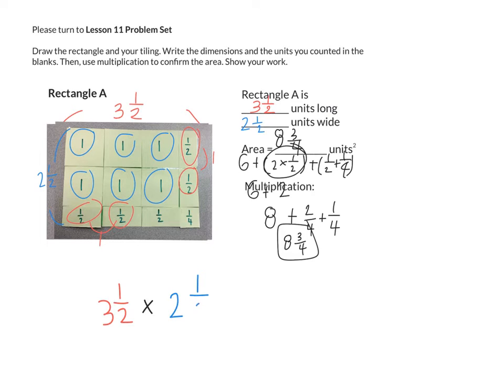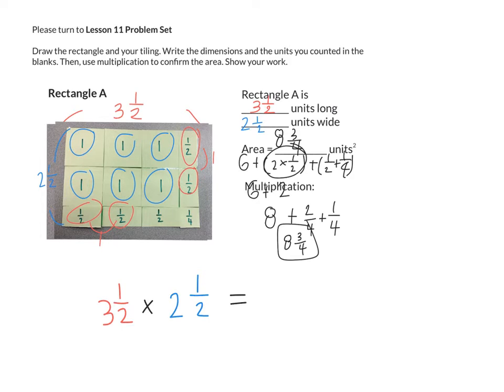Now, if I'm going to multiply fractions, I could either use the distributive property and multiply all the whole numbers by the fractions and all the fractions by the whole numbers, or I can convert them into what kind of fractions? Improper fractions. Very good. How do I write 3 and 1/2 as an improper fraction? How many halves are in one whole? 2.